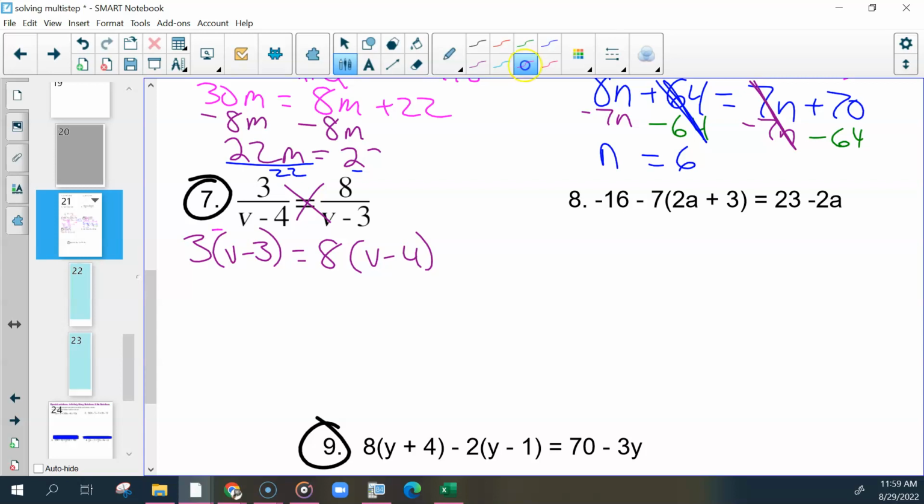Distribute. 3b minus 9 equals 8b minus 32.